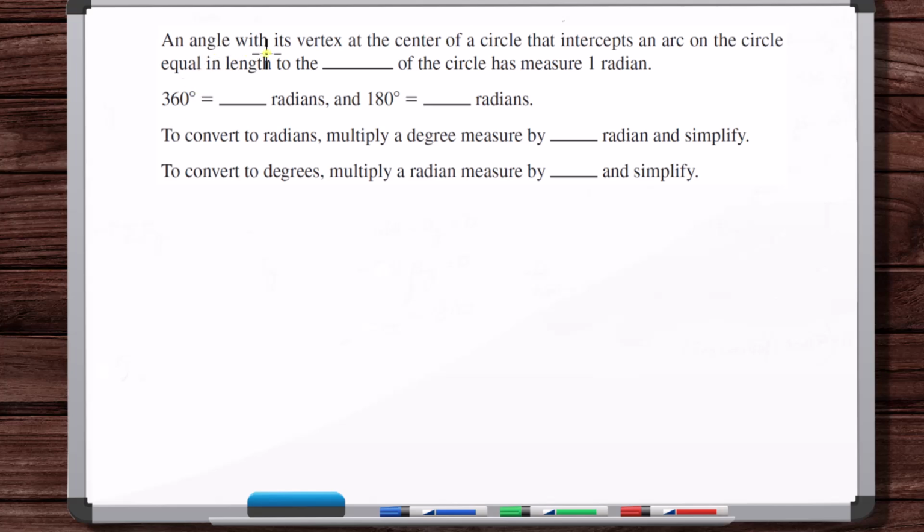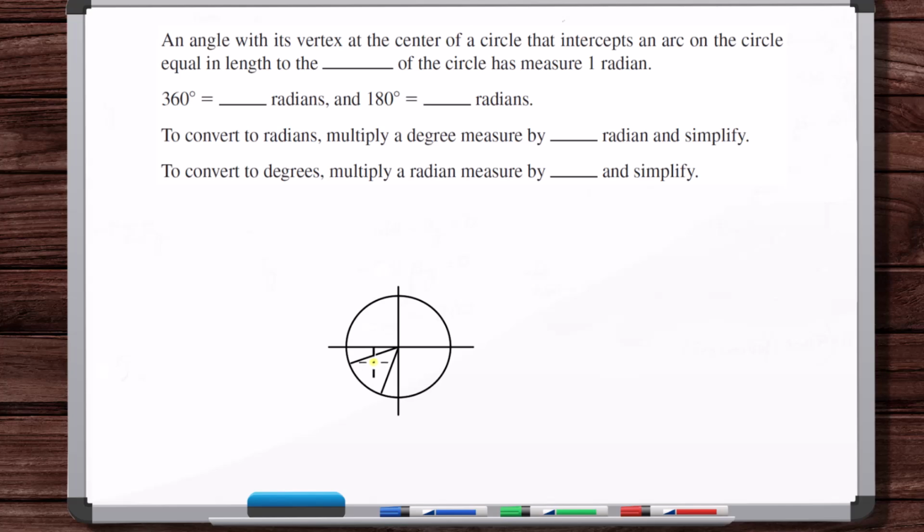Okay, an angle with its vertex at the center of a circle that intercepts an arc on the circle equal in length to the blank of the circle has measure 1 radian. So you've got a circle, and then it's saying that there's an angle that has its vertex at the center of the circle, and this angle has a measure of 1 radian. This angle, we can put it anywhere.